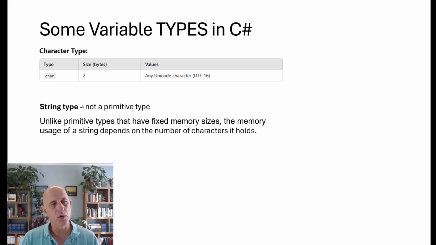And quite important is also the string type. Now the string is not a primitive type like these other types, because a string consists of any number of characters, and we don't know at compile time how many characters it will hold. So unlike the primitive types that have a fixed memory size, the memory usage of a string depends on the number of characters it holds.